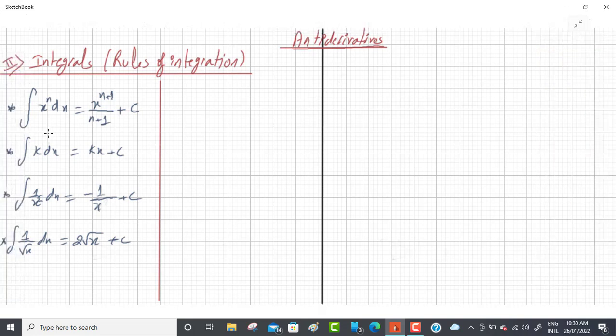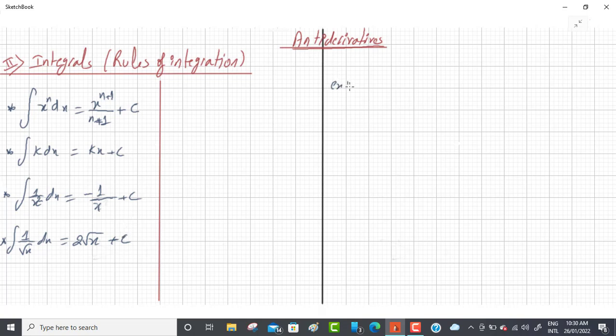We wrote yesterday these rules: antiderivative of x power n. You add 1 to the exponent, then you divide by it. You always have to add a constant c. Antiderivative of k is kx plus c. Antiderivative of 1 over x squared is minus 1 over x plus c. And antiderivative of 1 over radical x is 2 radical x plus c.